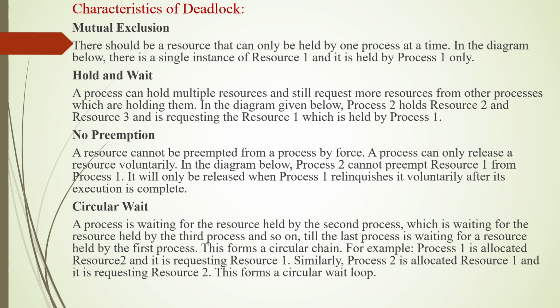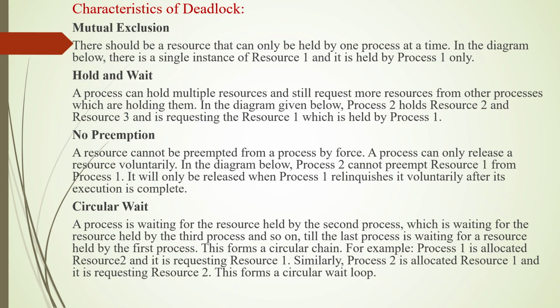Characteristics of a deadlock. The first characteristic is mutual exclusion. This means that a resource can be used by only one process at a time. If one process is using the resource, no other process can access it until it releases it. For example, if process P1 is holding a resource R1, then no other process can use resource 1 at that moment.